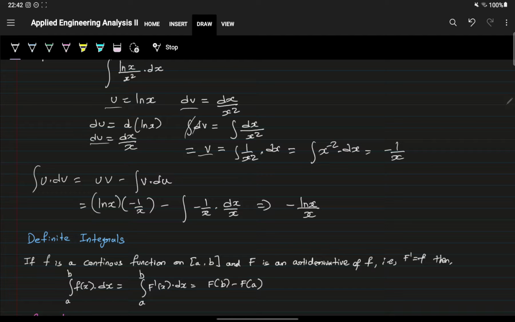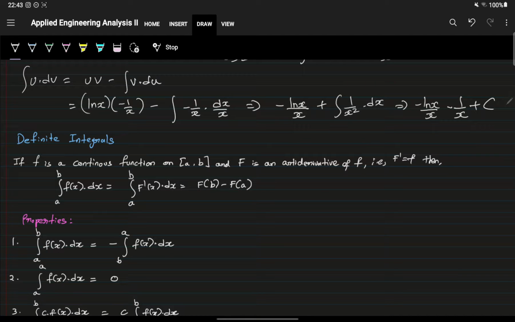And taking the negative sign outside, we have 1 by x square dx, and from the above we know that the integral of 1 by x square with respect to dx is minus 1 by x. So using that, here we get log x by x minus 1 by x, and add the constant c.